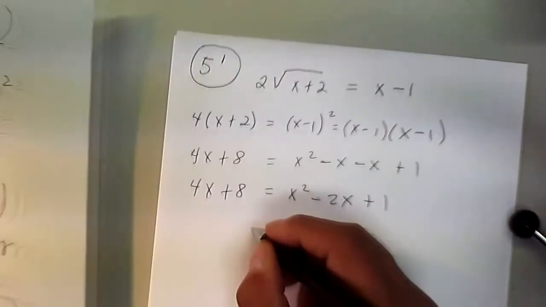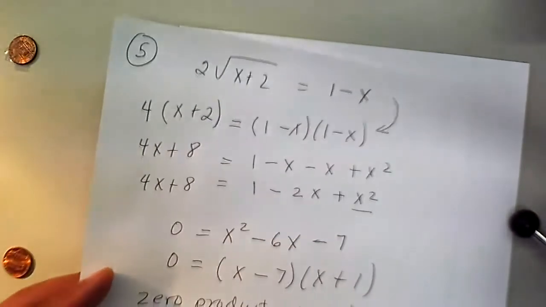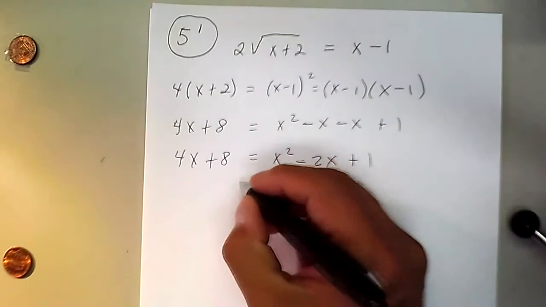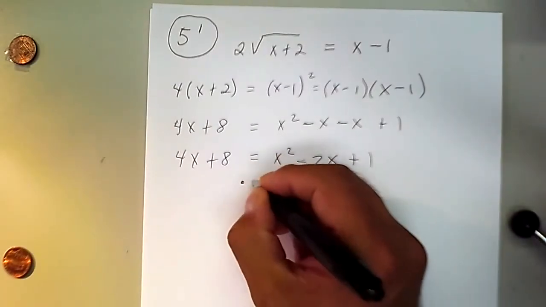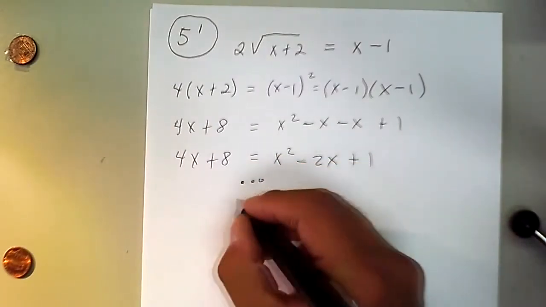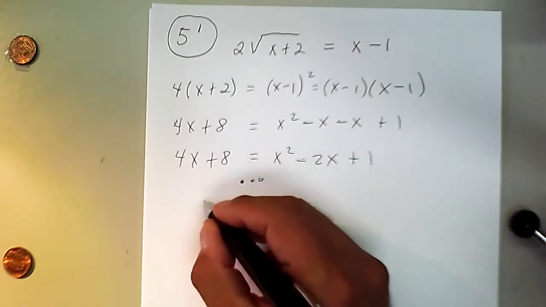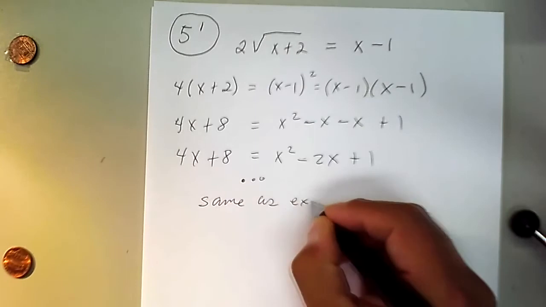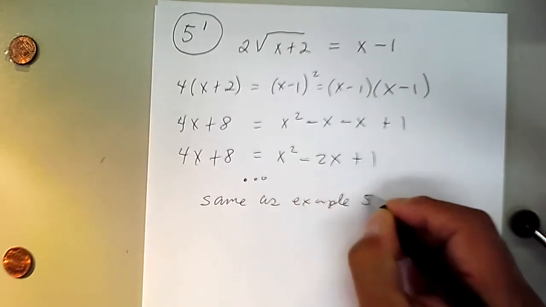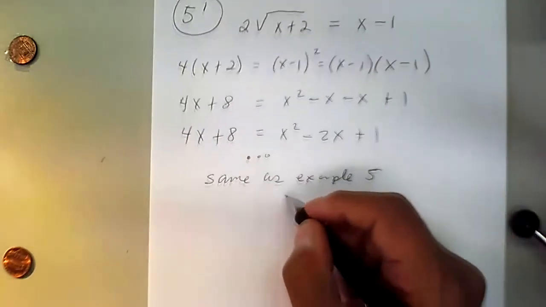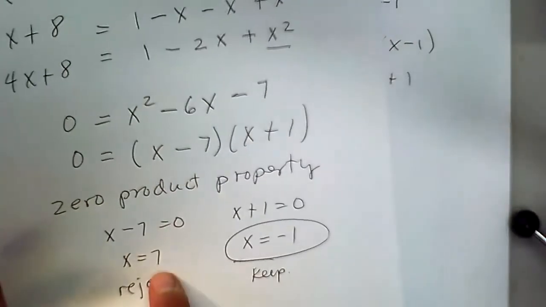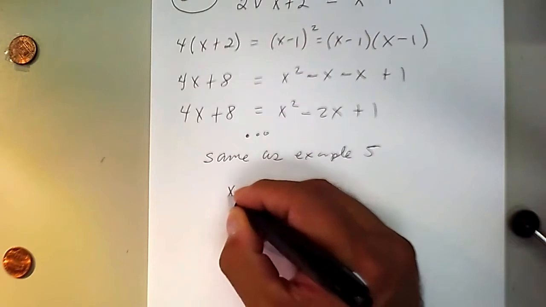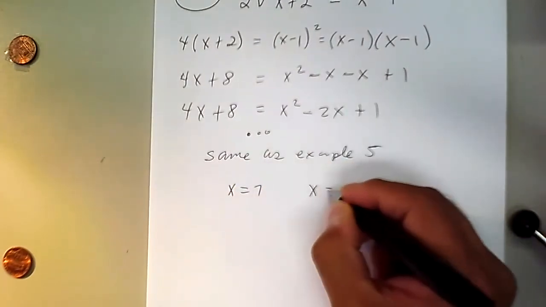Because we already did this work in problem 5, there's no need to do this again. So I'm going to say yada, yada, yada. Okay, or I should be more explicit. Same as example 5. So we end up with the candidates 7 and -1. x equals 7 and x equals -1.